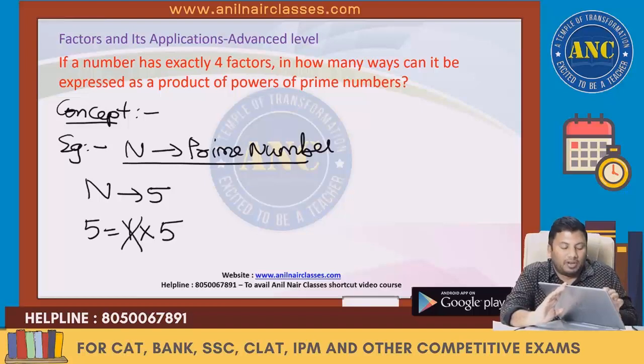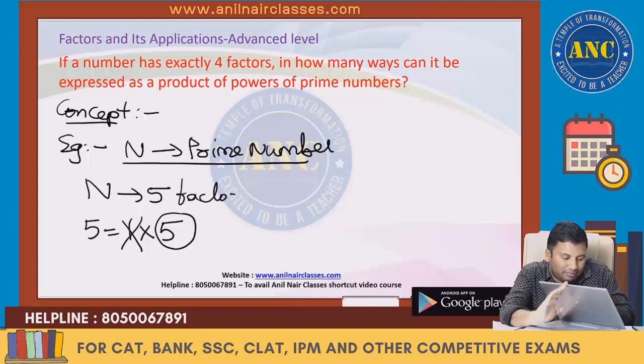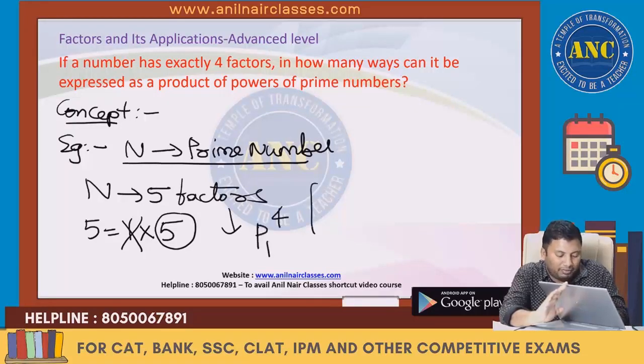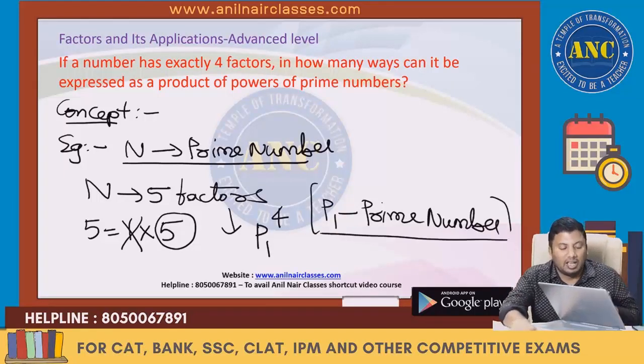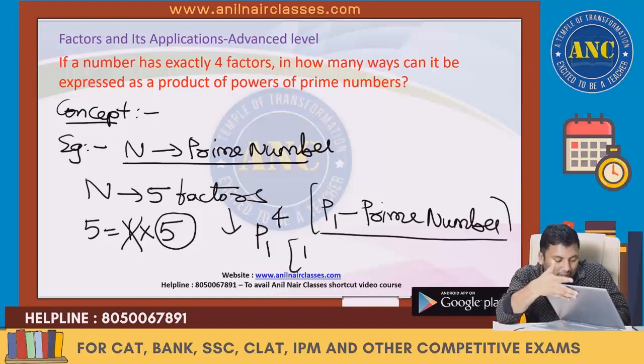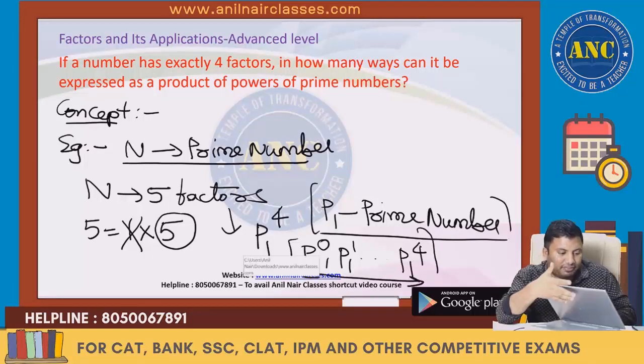1 means P1 power 0. That means, can I say, if a number has got 5 factors, that number will be of the form P1 power 4. P1 is a prime number. Whether it is P1 or P2, it makes no difference. I hope it is clear. What will be those numbers? Why did we get 5 factors? It can be P1 power 0, P1 power 1 and so on up to P1 power 4. 0 to 4 is 5 factors.